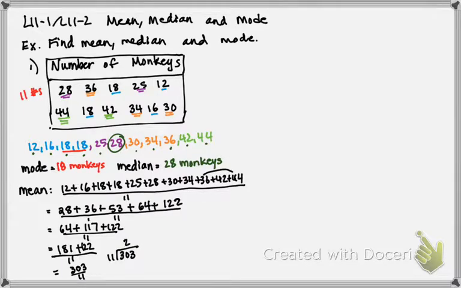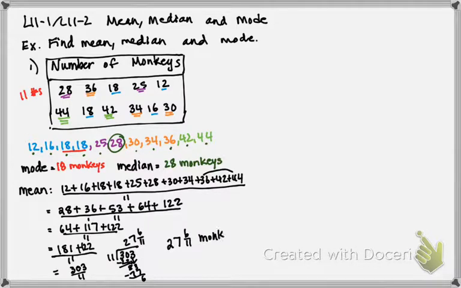So then I would divide 11 into 303. 11 goes into 30 twice, which is 22 with 8 left over. And 11 goes into 83 7 times, which is 77 with 6 left over. And I would write it this way. I wouldn't do it as a decimal. Some people may say it's about 28 because 6/11 is over halfway. So I would say this is 27 and 6/11 monkeys.